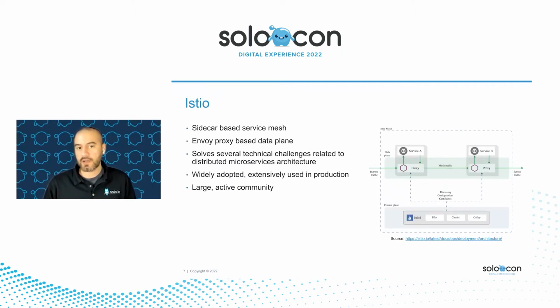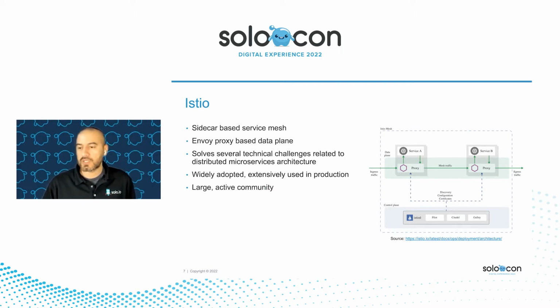So now let's talk about Istio. Istio is a pretty popular service mesh at this point. It's a sidecar-based service mesh. It uses Envoy proxy as a data plane, and it builds on top of that. If you're not familiar with service mesh, it's a technology that intends to solve several of the technical challenges that come with a microservices architecture. It's very widely used, very widely adopted. It's used in production at tons of organizations and has a very large and active community.